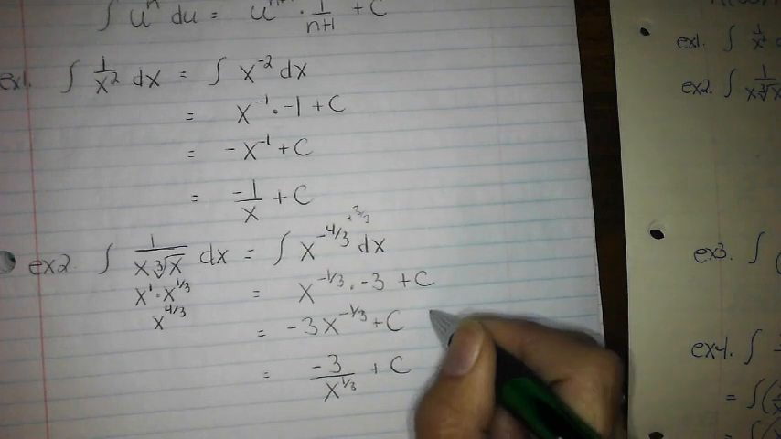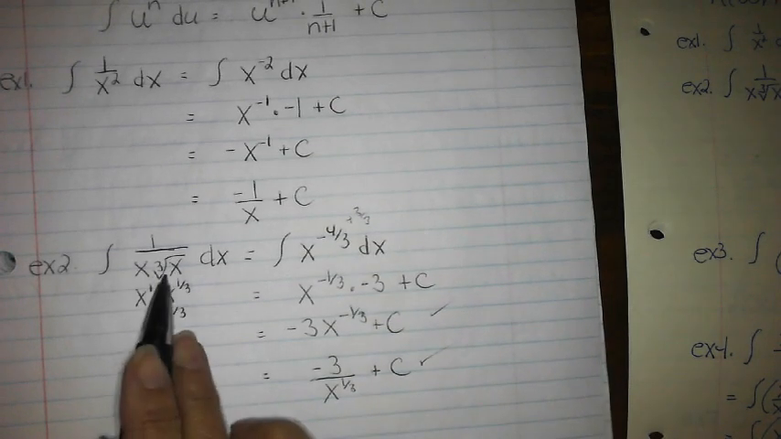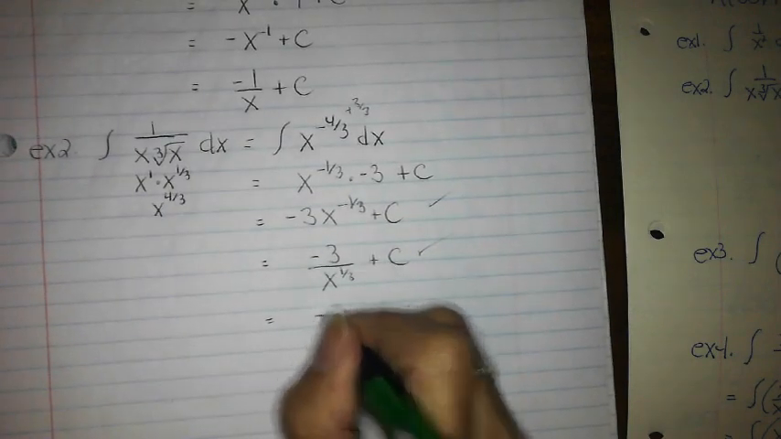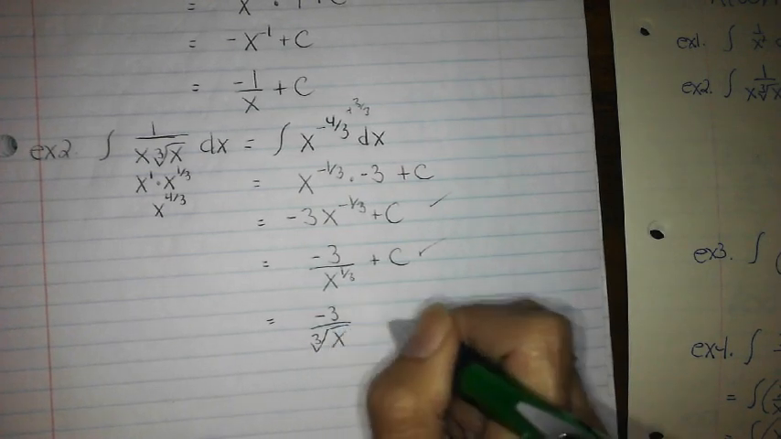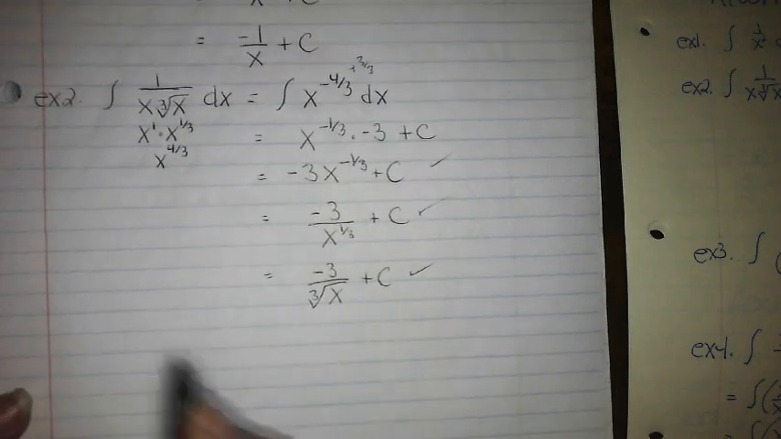Again, I'm happy with this answer. But because it started out with a root, we would have negative 3 over the cube root of x plus c. Any one of those 3 check-marked answers are fine. They're all the same. All right, next one.